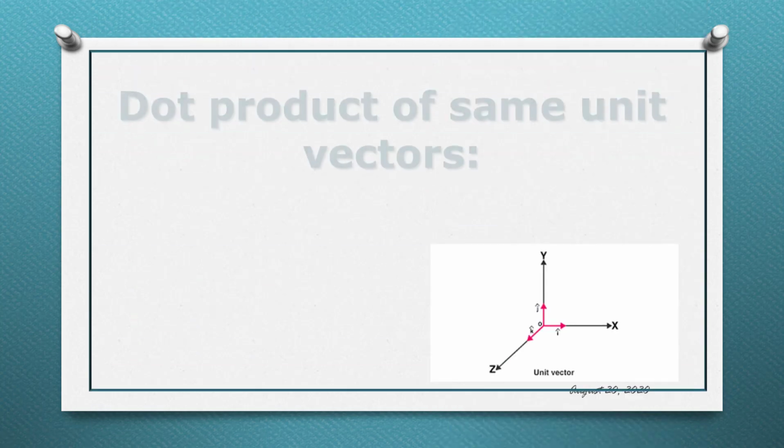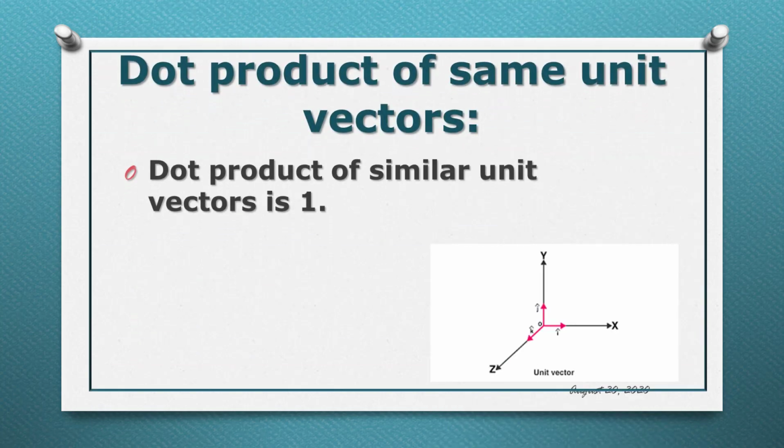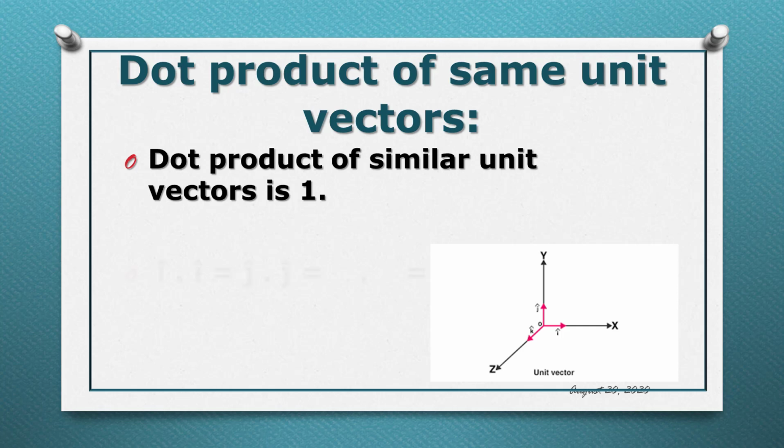If you are finding the dot product between similar unit vectors, that will give us 1. You can write it as i hat dot i hat is equal to j hat dot j hat is equal to k hat dot k hat, which is equal to 1. You should learn this: the dot product between similar unit vectors is equal to 1.